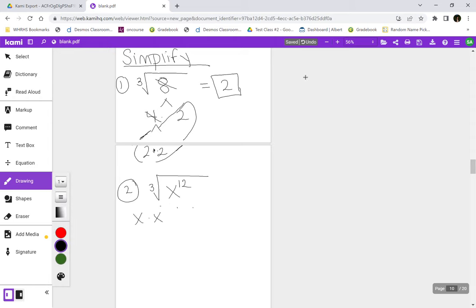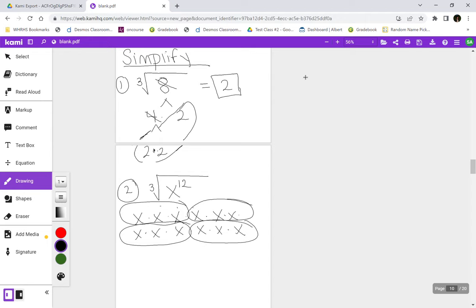There's going to be 4 groups of x. So 1, 2, 3, 4, 5, 6, hold on, 1, 2, 3, 4, 5, 6, 7, 8, 9, 10, 11, 12. There we go. Here's a group of 3. Here's another group of 3. Here's a third group of 3. Here's the 4th group of 3. So that's how we get the x to the 4th.